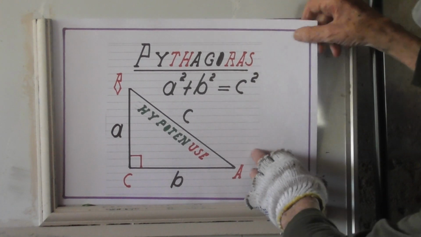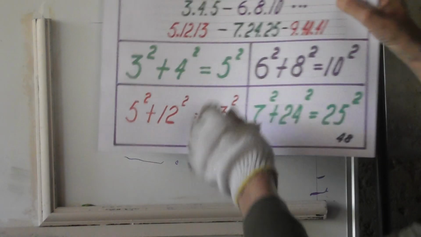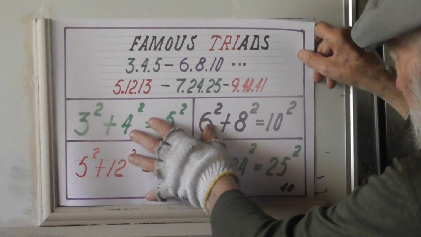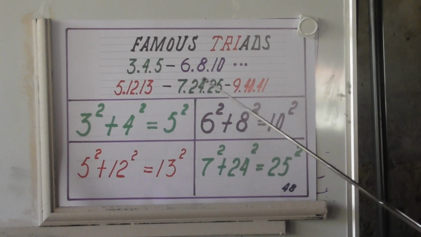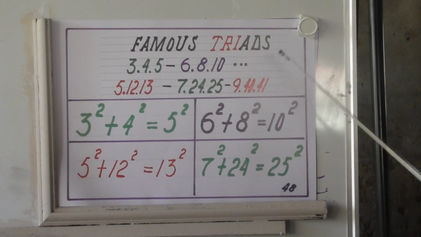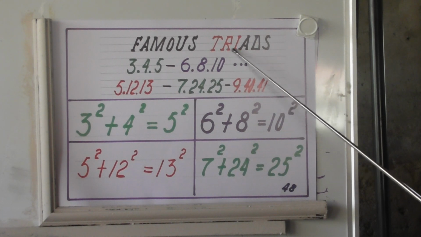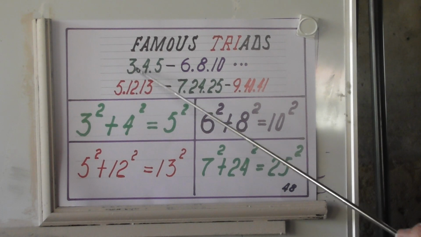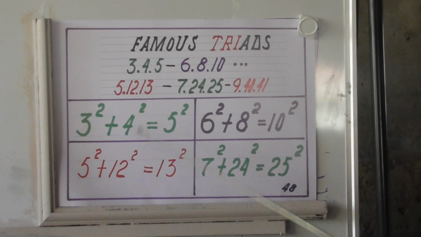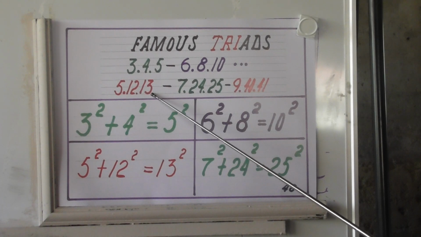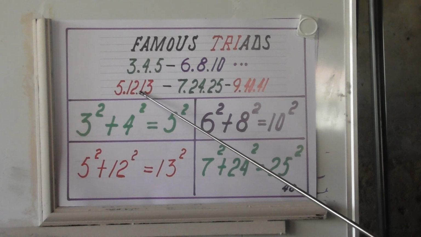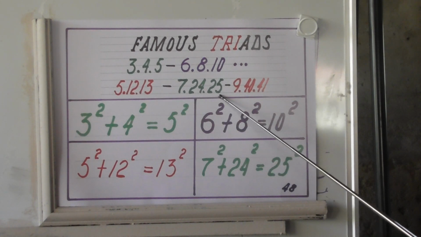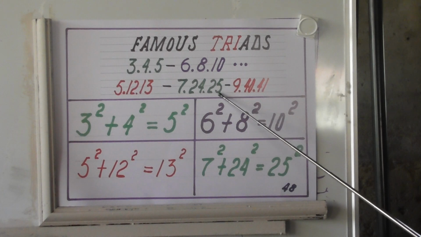3,000 years ago. And so then he discovered the famous triad. A triad is a group of 3. 3, 4, 5. And the double 6, 8, 10. 5, 12, 13. Is that funny? These are next door numbers. 7, 24, 25, next door numbers. And peculiar.